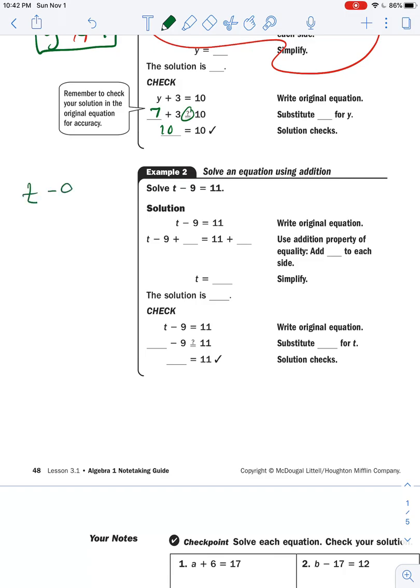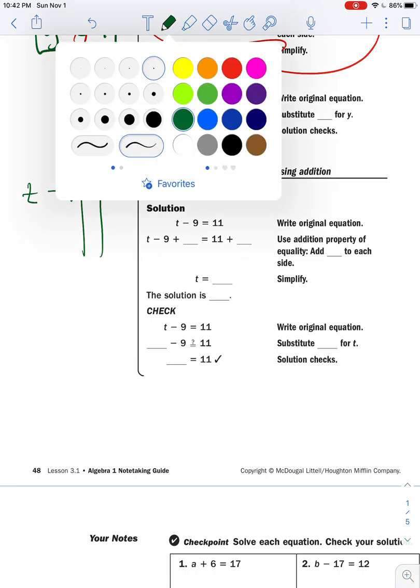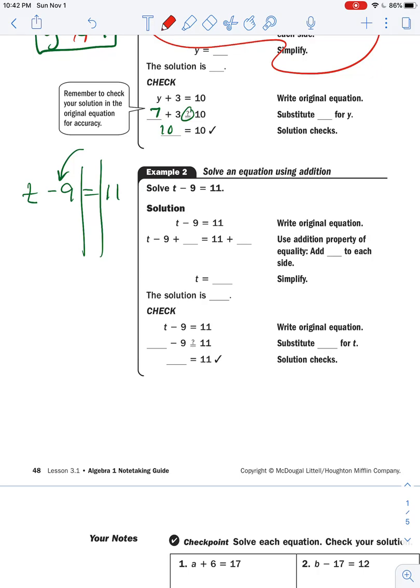So same thing, I'm going to put it out here on the side. And in this case, to get the t alone, I'm going to ask myself, how is that -9 attached? Well, it's attached by subtraction. So I'm going to undo that with addition. But I need to do that to both sides so that it stays equivalent or equal. So that on the left side, I just have t equals 11 plus 9, so 20.